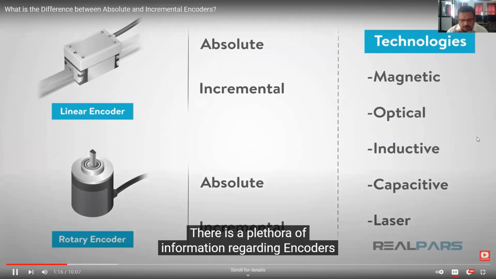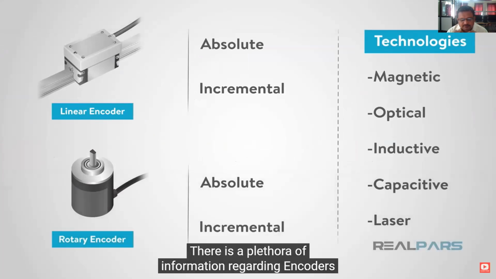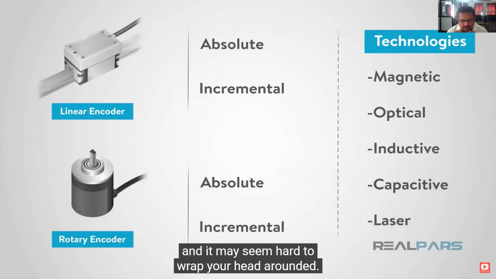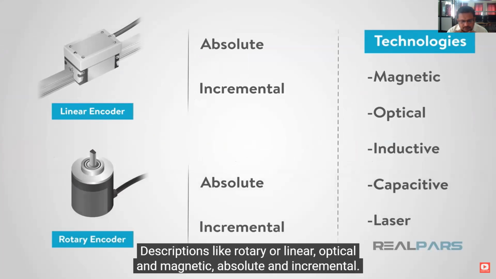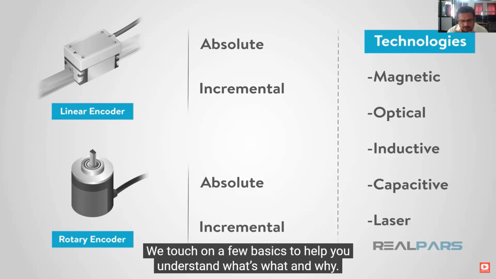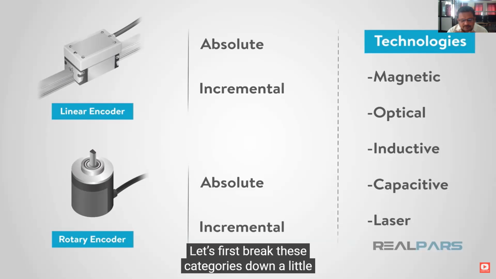There is a plethora of information regarding encoders, and it may seem hard to wrap your head around it. Descriptions like rotary or linear, optical and magnetic, absolute and incremental. We touch on a few basics to help you understand what's what and why. Let's first break these categories down a little and explain a couple of the many configurations.